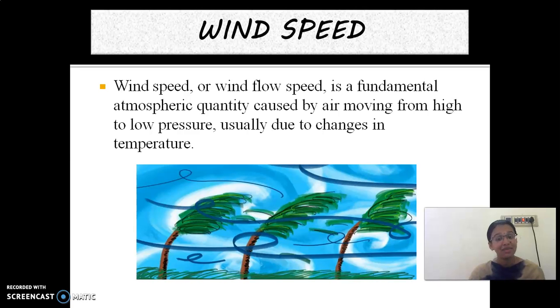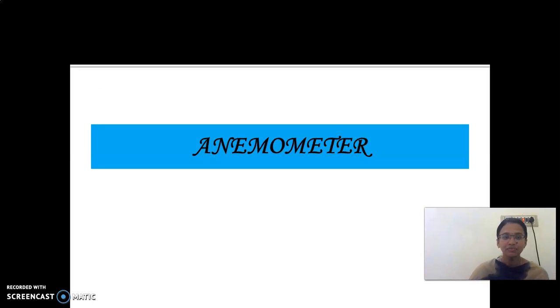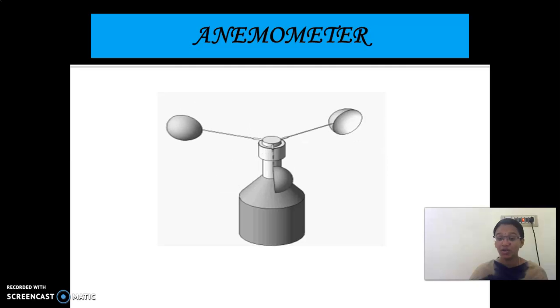The next element is wind speed. The speed of wind also helps in determining the weather of a place. The movement of air is called wind. The movement of air is called wind. So, this wind always moves from a high pressure area to a low pressure area. Okay, children? Next thing is, what is the instrument used to measure the speed of wind?